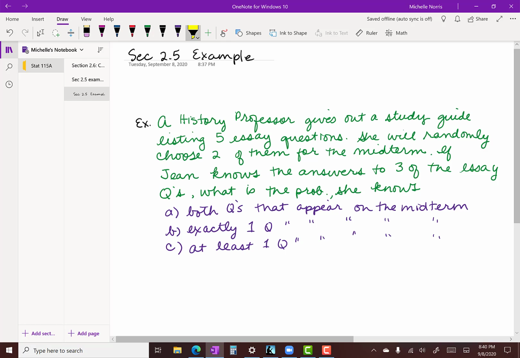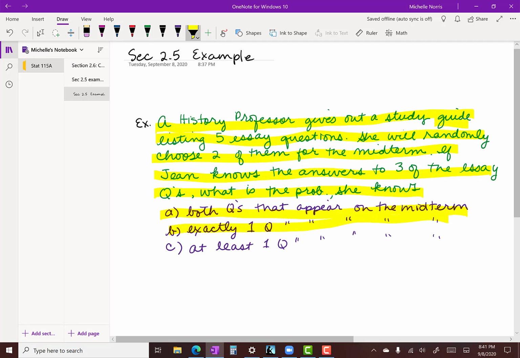So this problem says that a history professor gives out a study guide listing 5 essay questions. She will randomly choose 2 of them for the midterm. If Jean knows the answer to 3 of the essay questions, what is the probability she knows: A, both questions that appear on the midterm, B, exactly 1 question that appears on the midterm, C, at least 1 question that appears on the midterm.